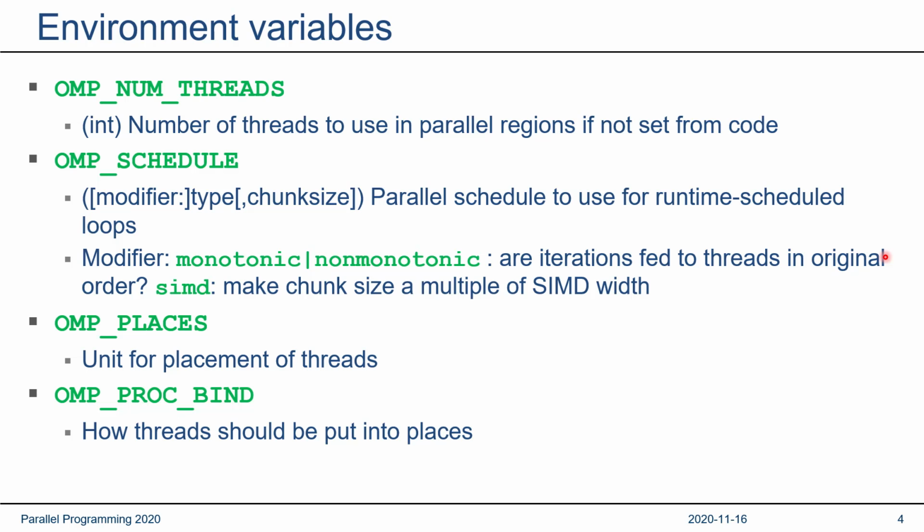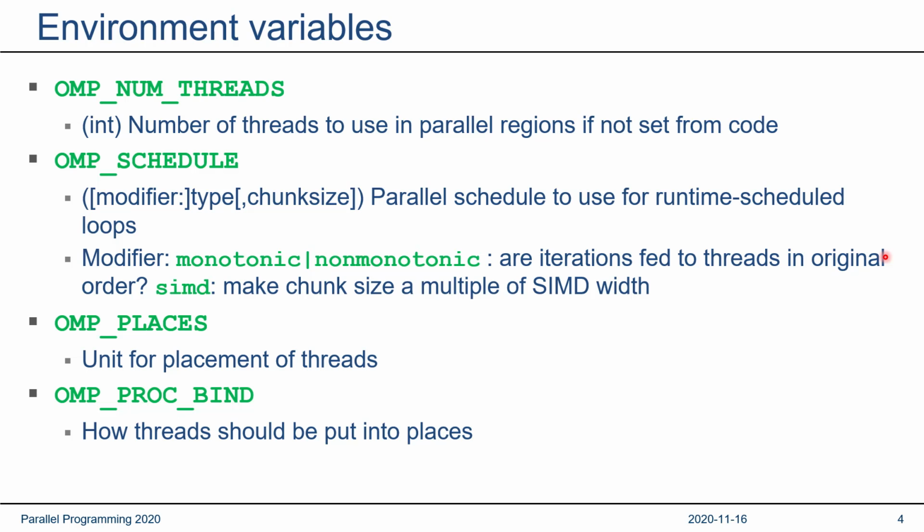OMP_SCHEDULE lets you determine the parallel schedule to use for runtime scheduled loops. So if you use a schedule of runtime on a parallel loop, then the contents of the OMP_SCHEDULE environment variable determines at runtime how these iterations should be distributed on the threads.